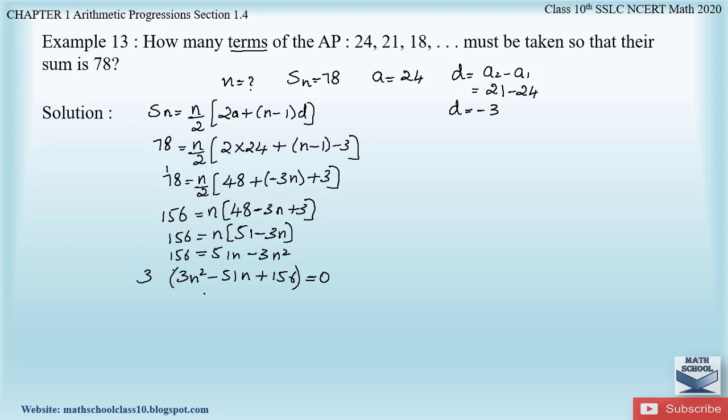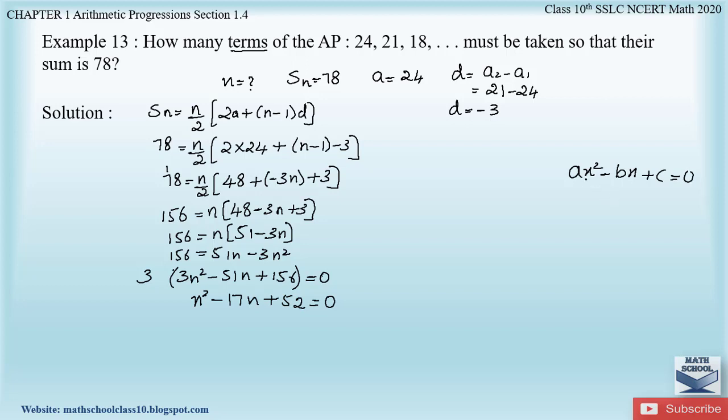If you take out the 3 common, you get 3n square minus 51 divided by 3 is 17. You will get 17n plus 3 5s are 15, 3 2s are 6 is equal to 0. So here if we observe, we have got a quadratic equation which is of the form ax square minus bx plus c is equal to 0.